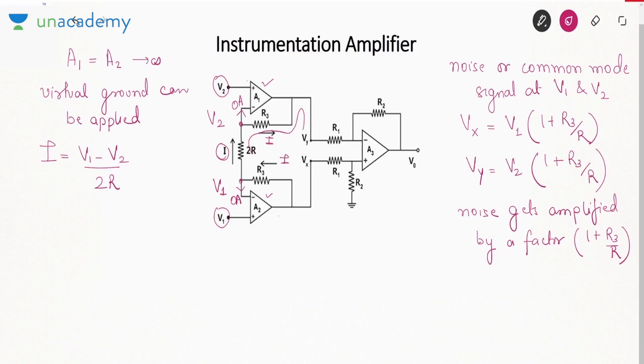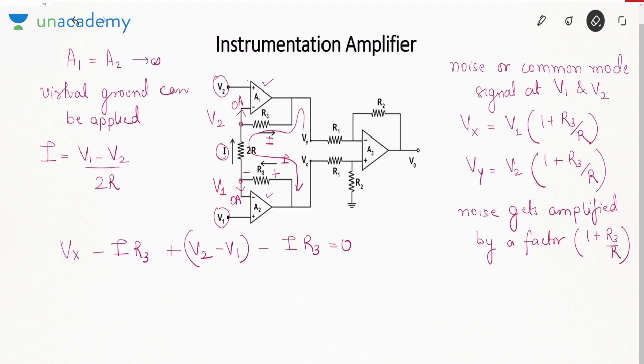Now apply KVL like this. So what I'll say: Vx minus IR3 plus V2 minus V1 minus IR3 equal to Vy. So I have applied KVL going from Vx to Vy like this.